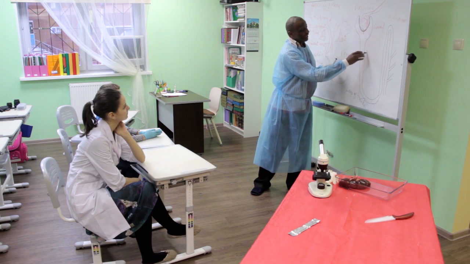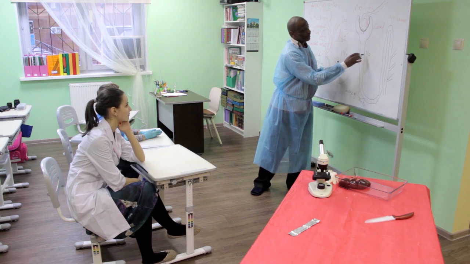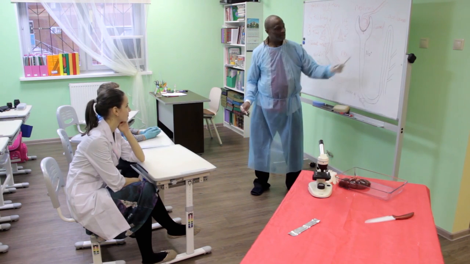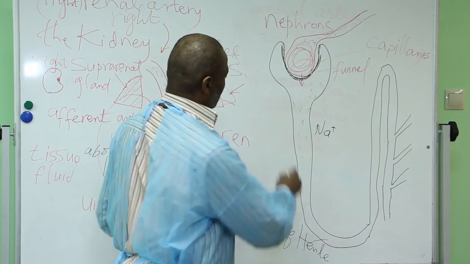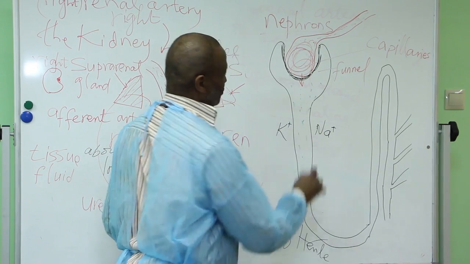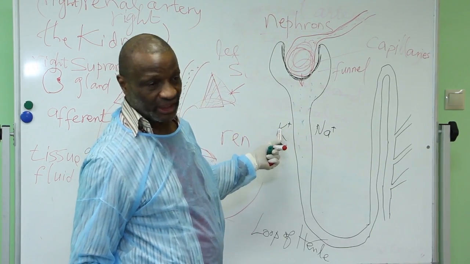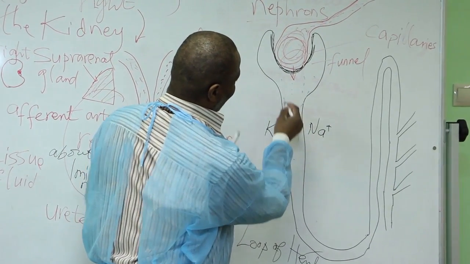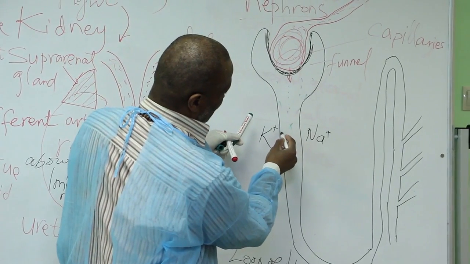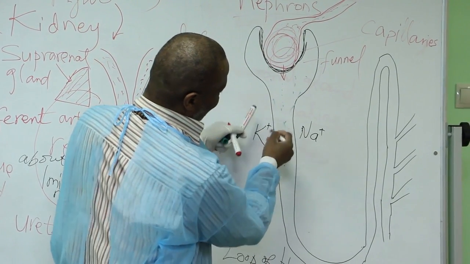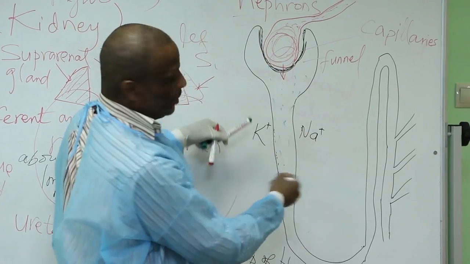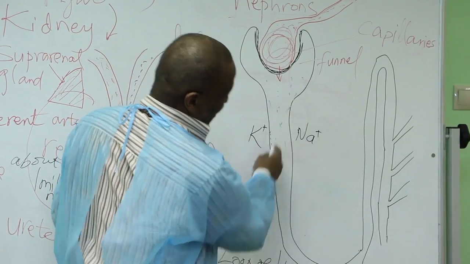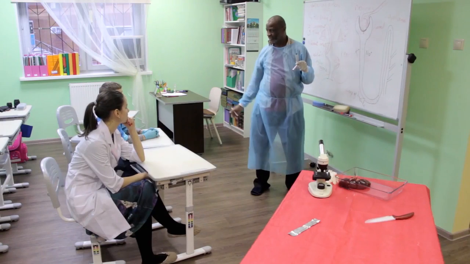So maybe Na. Do you know Na plus, sodium, natrium, being absorbed? K plus, potassium, kali, also being absorbed here. There's some membrane here that keeps on absorbing, so that a lot cannot pass out into urine.